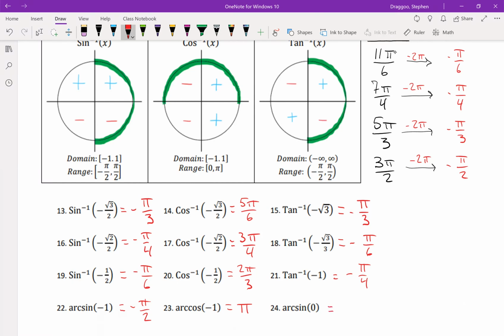So I want the arc sine of 0, which also happens at 0. Meaning the only unit circle value that wasn't covered was the inverse cosine of 0. But that'll happen at pi over 2.